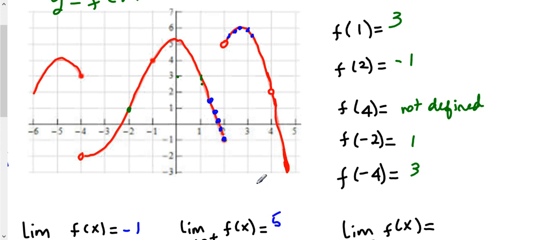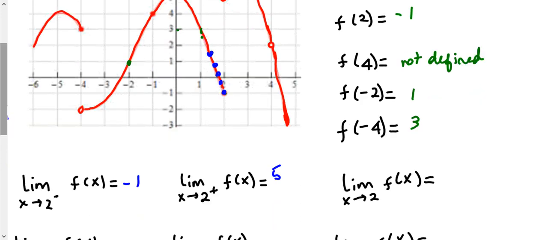Now, did the limit from the left and the right match? The answer is no. One was -1, the other one was 5. Therefore, in general, the limit as x approaches 2 does not exist, because the limit from the left is not equal to the limit from the right-hand side.